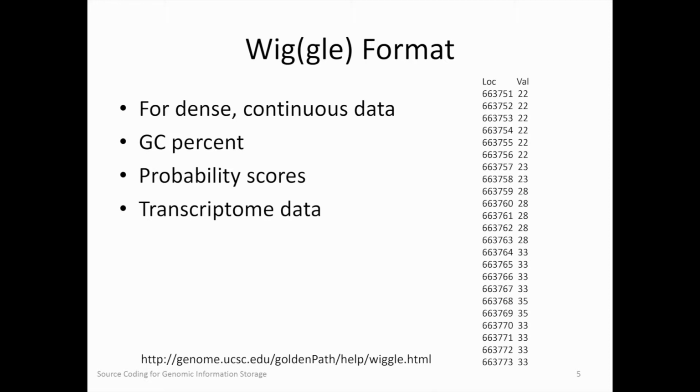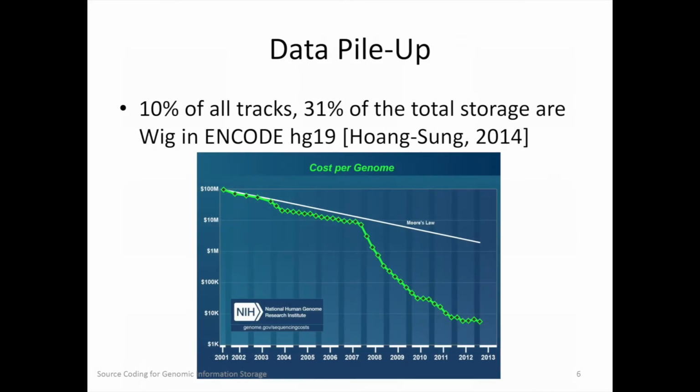So the Wiggle format is developed to display arbitrary kinds of dense and continuous data. For example, you can store in Wiggle format the GC% or probability scores and so on. As a result, the techniques developed in this work can be applied not only to RNA-seq but also to other applications.